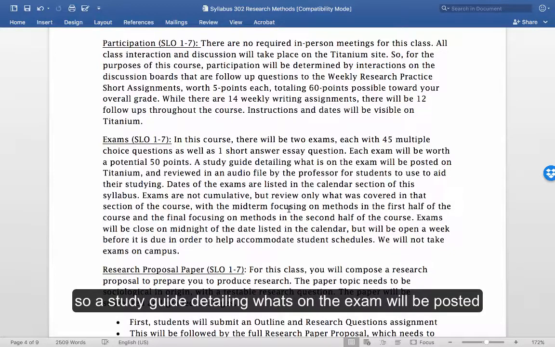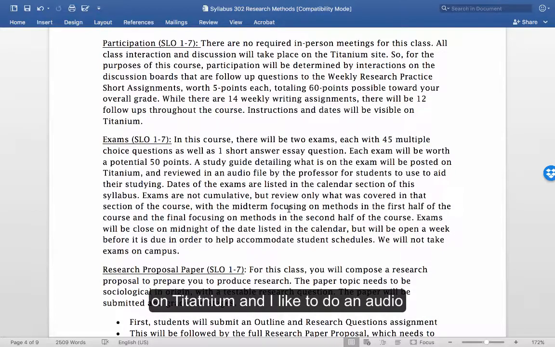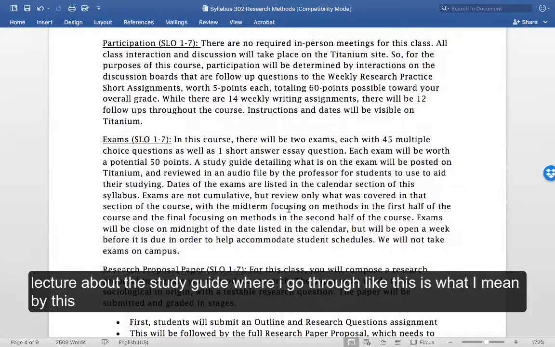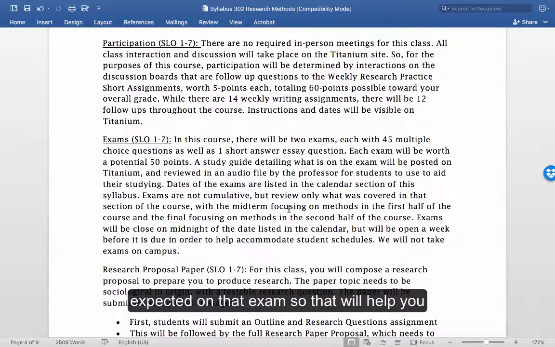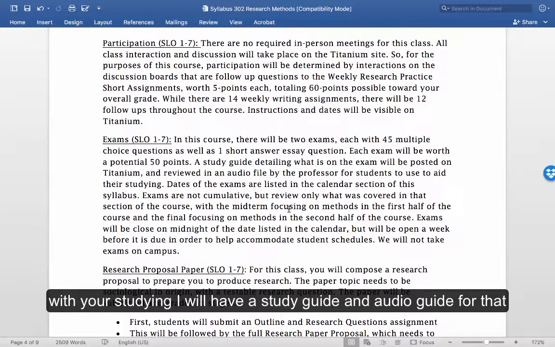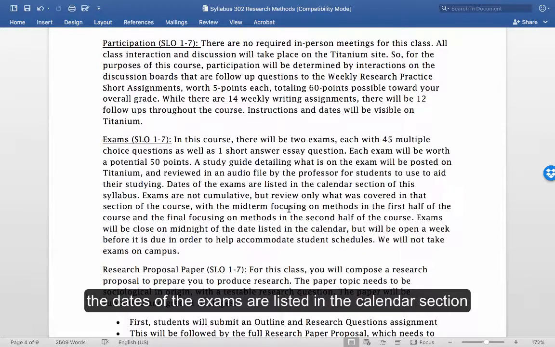So a study guide detailing what's on the exam will be posted on Titanium. And I like to do an audio lecture about the study guide where I go through this is what I mean by this and so on, just to give you a pretty clear indication of what's expected on that exam. So that will help you with your studying. I'll have a study guide and the audio guide for that. The dates of the exams are listed in the calendar section.